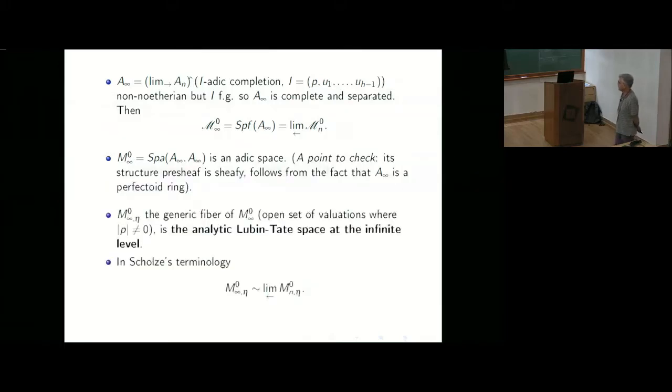And again, we take the generic fiber of this thing, and this is the analytic Lubin-Tate space at the infinite level. So to sum it up, we have added level structure, we've constructed the formal scheme all the way up, and we can take its generic fiber either in the sense of Raynaud and get a rigid analytic space as in the old days, or as we did here in the sense of Huber.